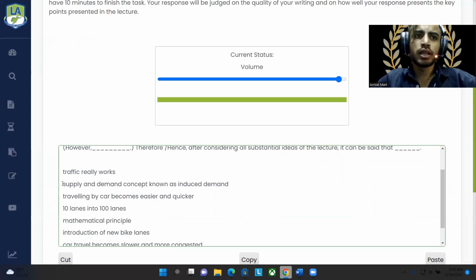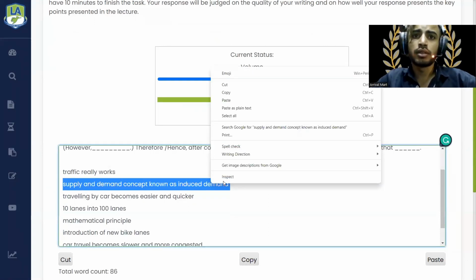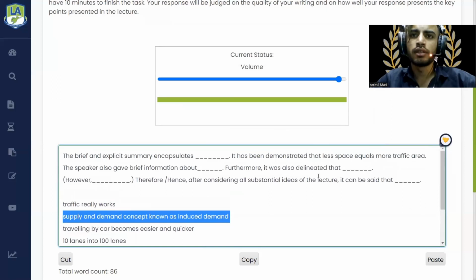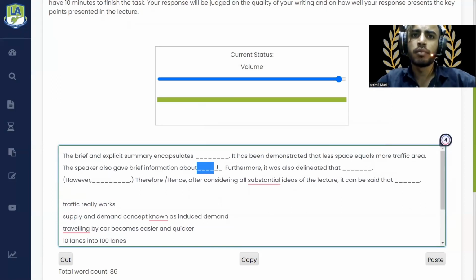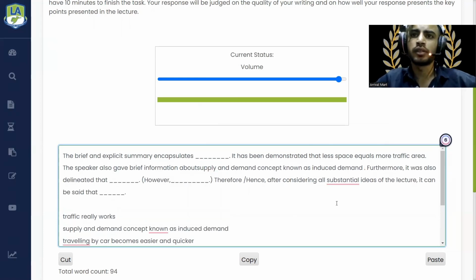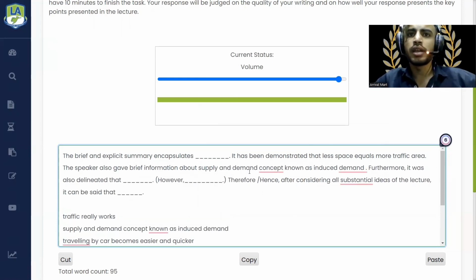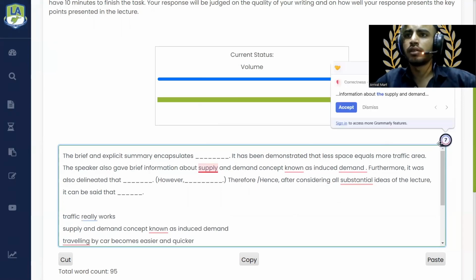Supply and demand concept known as induced demand. It is very good over here. Now let's see. The speaker also gave brief information about supply and demand concept known as induced demand. Okay, this one is perfect. Very good. Well done.